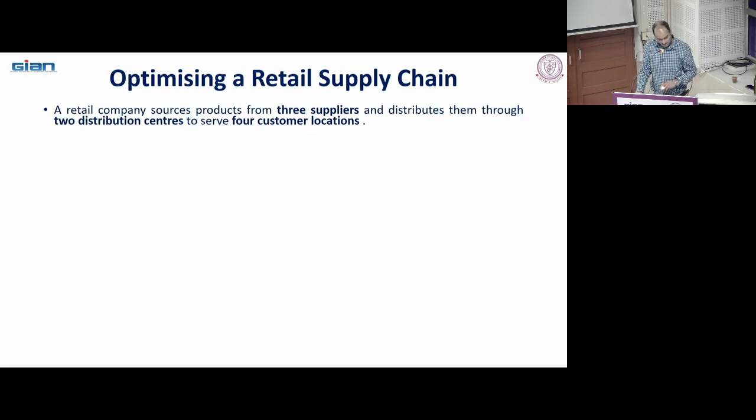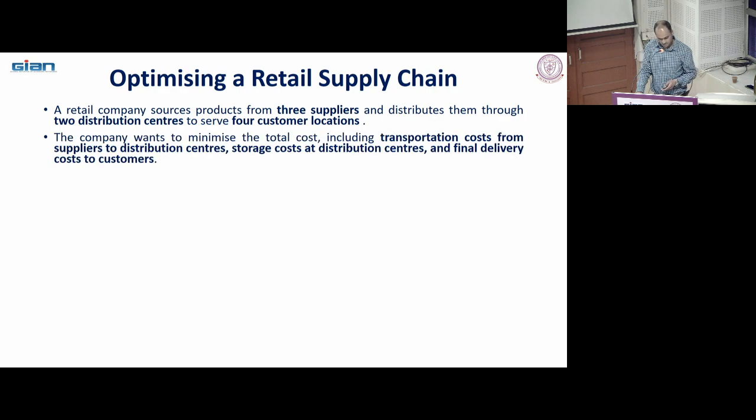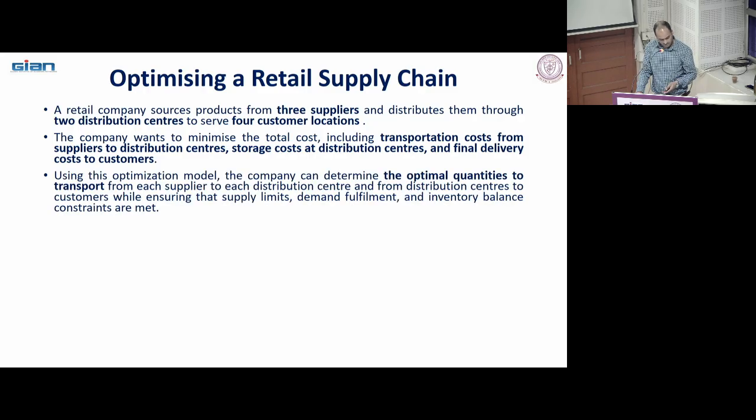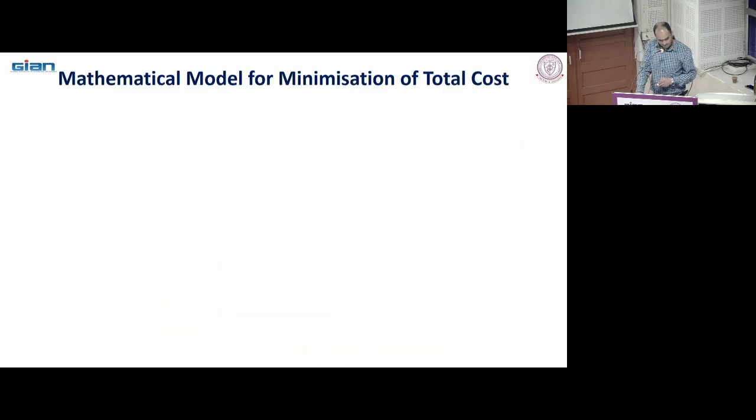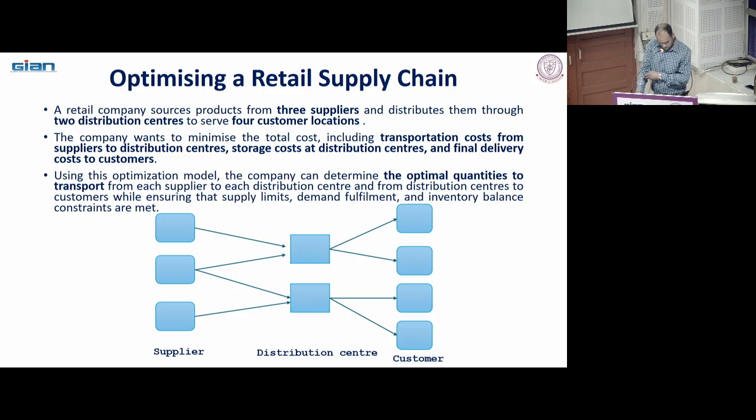Another example: a retail company sources products from 3 suppliers and distributes them through 2 distribution centers and 4 customer locations, and it includes transportation costs, storage costs and delivery costs. So now they want to optimize the quantities. This is their network: 3 suppliers, 2 distribution centers and 4 customers.